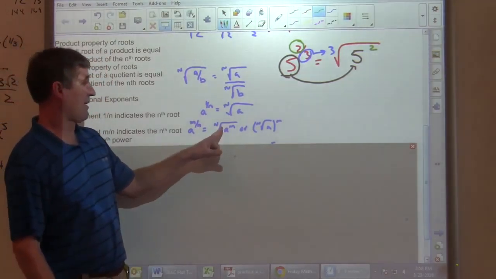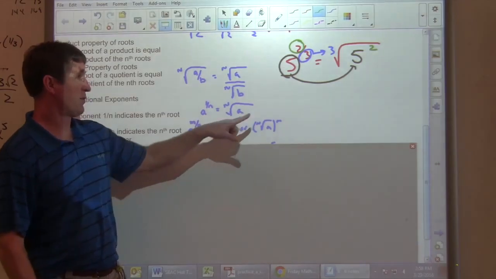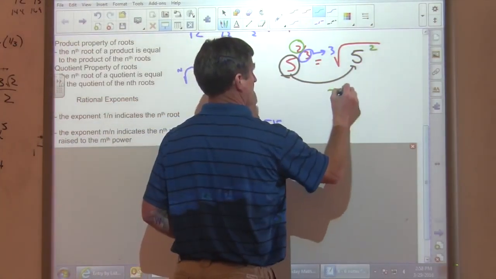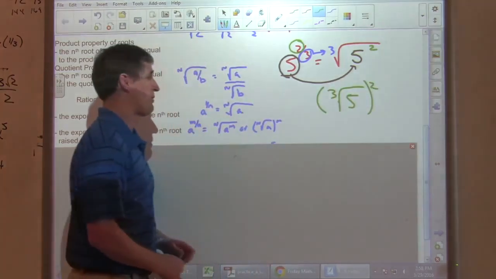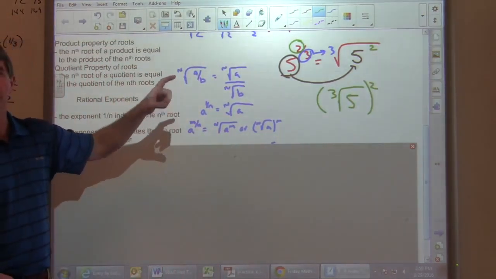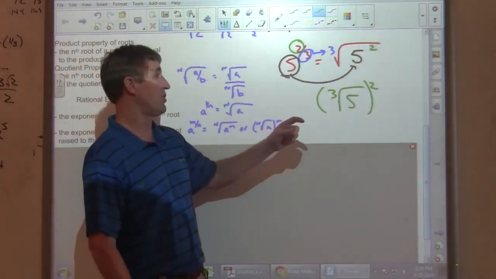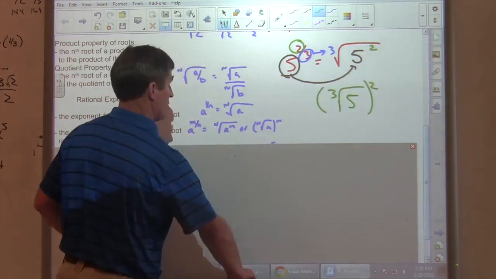Now, you can see that I have this written two different ways here. The nth root of a to the m, which is the way I wrote it here, or I could write it this way and put the squared outside. Both of them give you the same answer. It's just on some problems it's easier to do this way than to do this way. So let me show you an example.